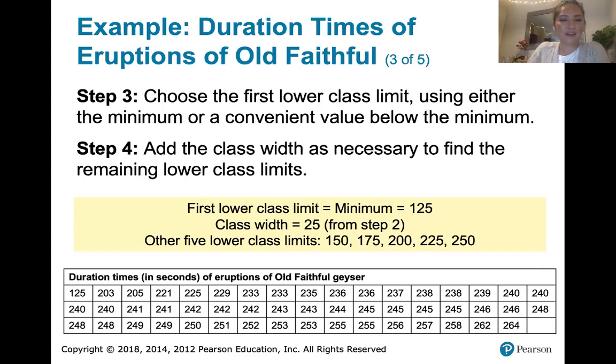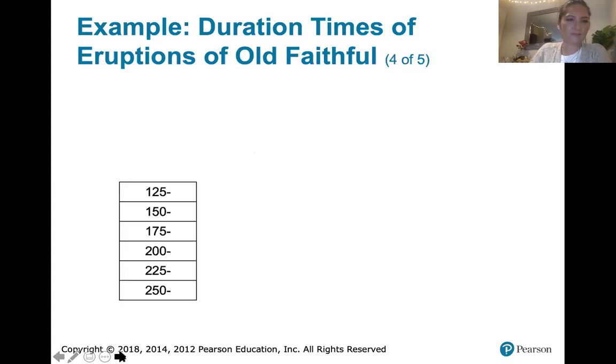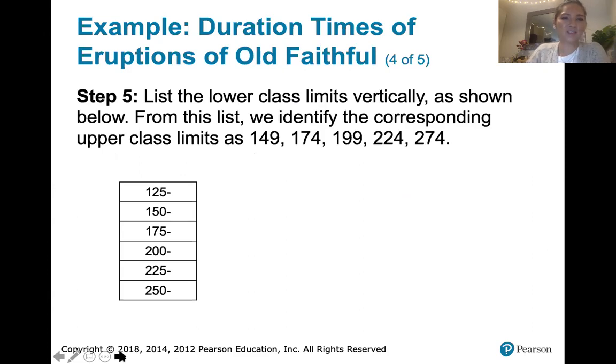And then to find the other lower class limits, remember we wanted 6 classes. We're going to take 125 and we're going to keep adding 25 to it 5 times so that we get 6 lower class limits. So we have 125, 150, 175, 200, 225, and 250. And then next we list them in a table. Usually we list them vertically, just like this.